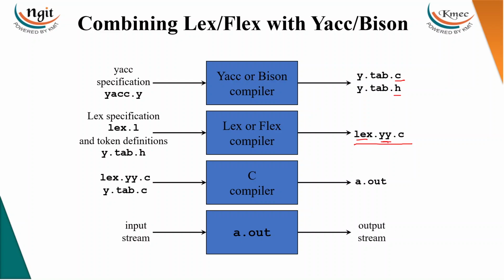YY, yet another. Then when you give this .c file to the C compiler, it will give you a.out. Now it has both lexical analysis and syntax analysis. Now you give a plus b star c. First the lexical analysis will convert it into id plus id star id. Then it will be converted to a parse tree and it will tell you whether it is syntactically correct or not. So this is how a tool is helpful in developing a compiler, reducing the work of the developer.